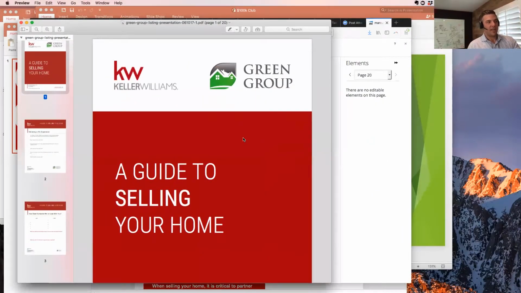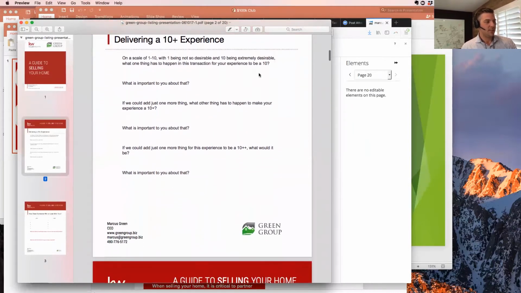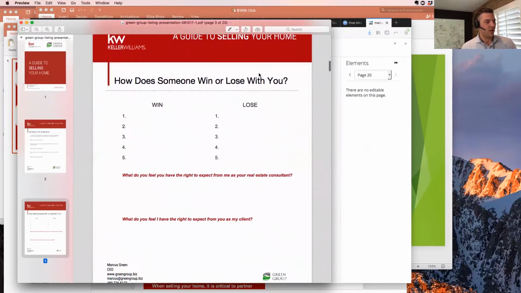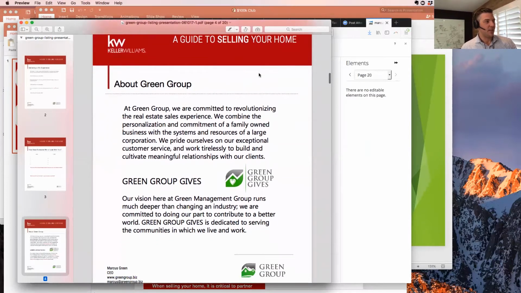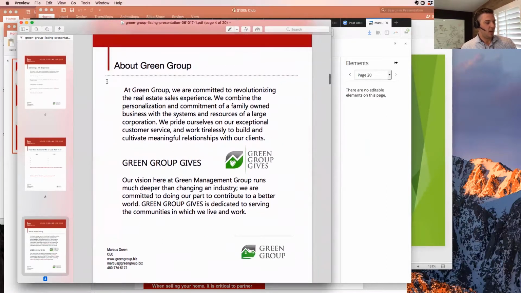What the finished product looks like. Now, again, it's super simple. All it is, is pulled in my logo. Same thing here, same sheets we've already showed you. You can notice on this page, I added in all about Green Group.